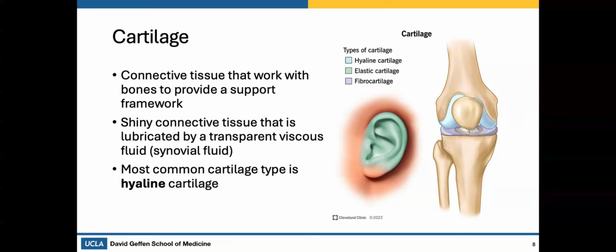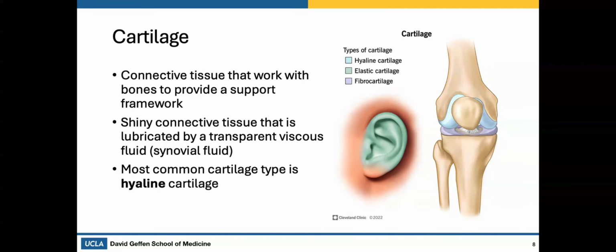Moving on to cartilage. Cartilage is made up of shiny connective tissue that's lubricated by a substance known as synovial fluid. Synovial fluid is excreted by the synovial membrane during movement, and it provides a slippery surface over which bones may move freely. Synovial fluid also contains certain white blood cells that are important for the body's ability to fight infections and provide nourishment to the cartilage that covers the bone.